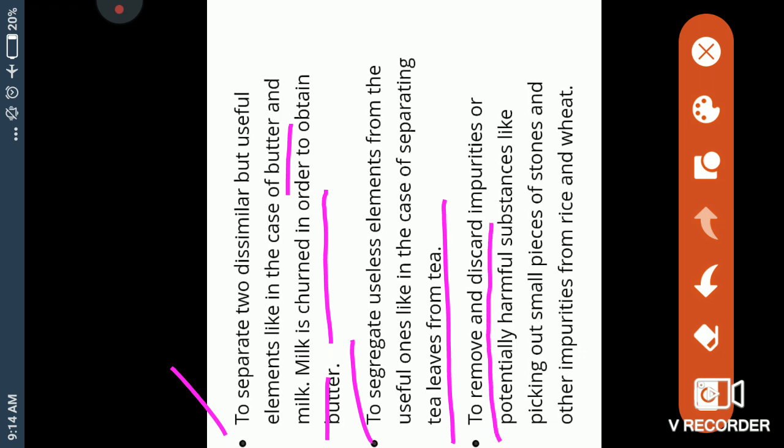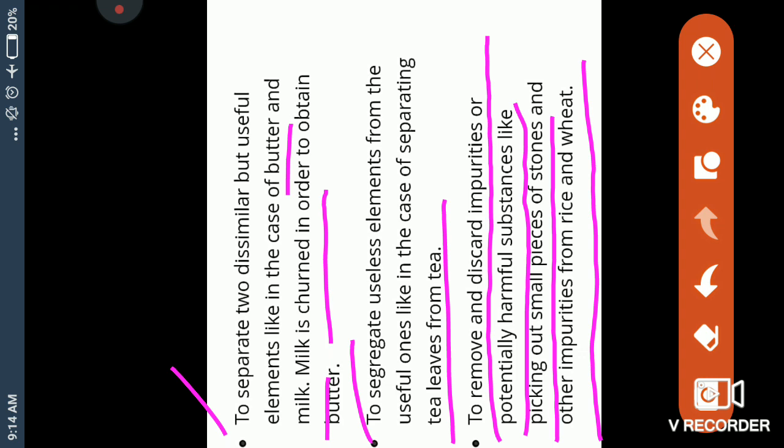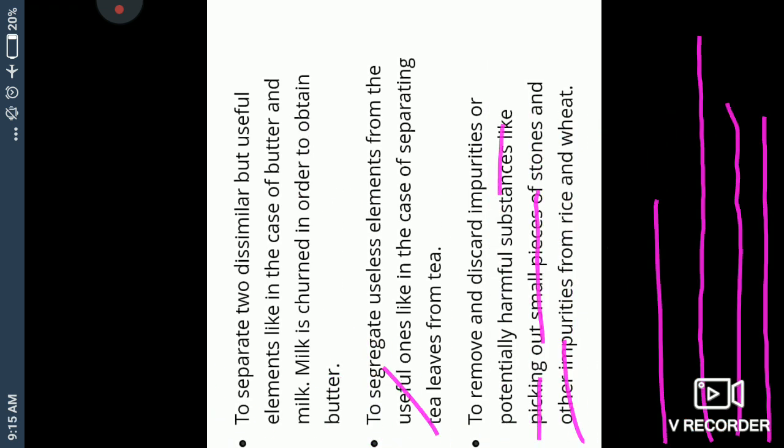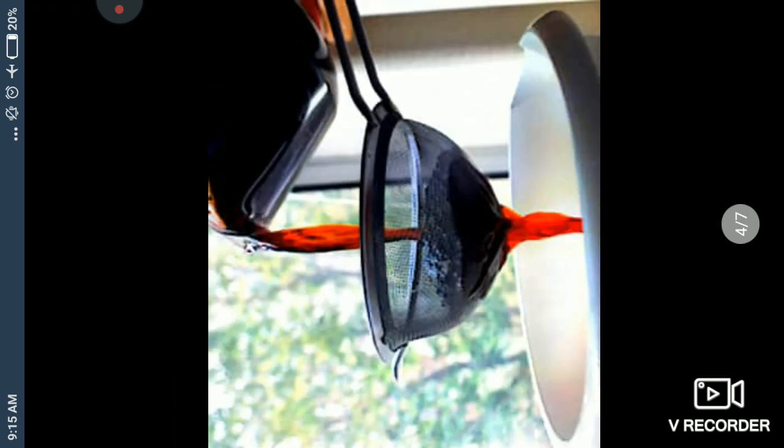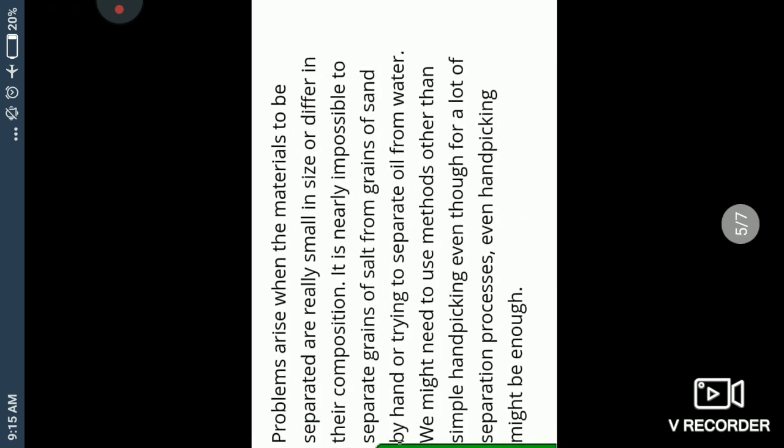And third, to remove and discard impurities or potentially harmful substances, like picking out pieces of stones and other impurities from rice and wheat. Sometimes impurities are added to pulses, rice and wheat. There are some very fine stones added there, so we have to take out those stones to make it pure. Look at this picture. We are separating the tea leaves from the tea.